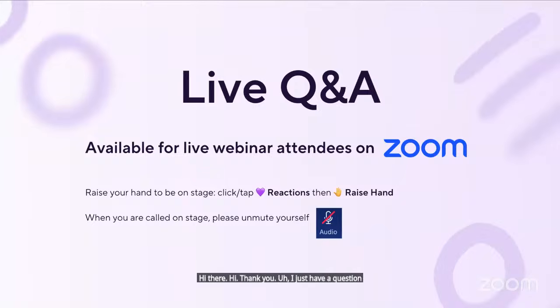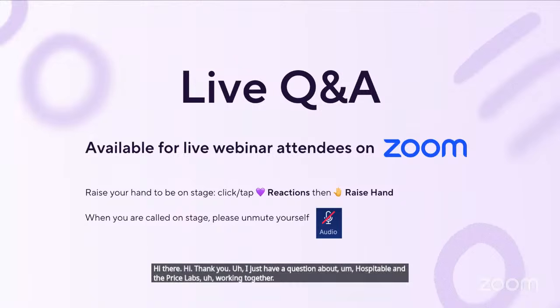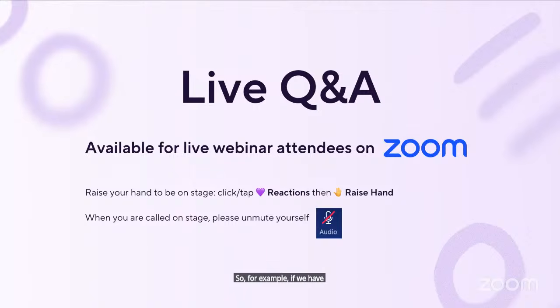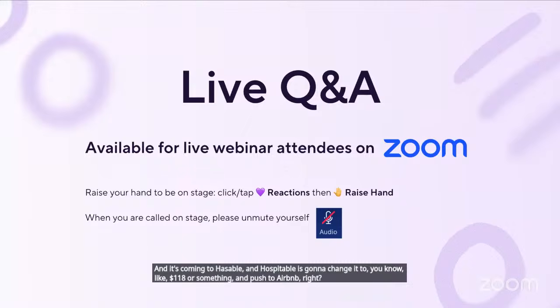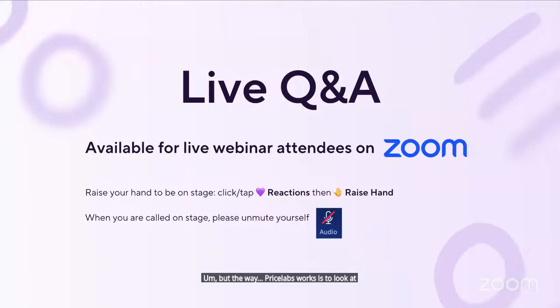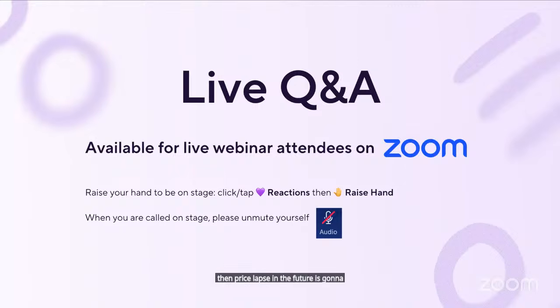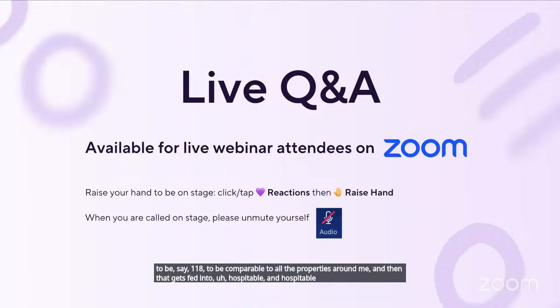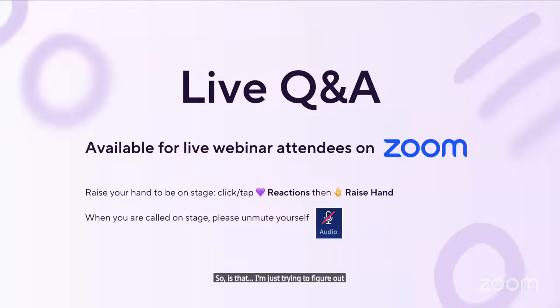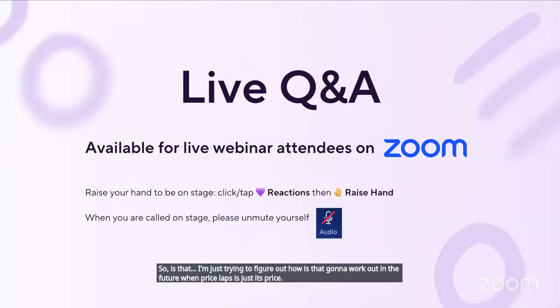I just have a question about Hospitable and Price Labs working together. For example, if we have $100 set on Price Labs and it's coming to Hospitable, and Hospitable is going to change it to, like, $118 or something and push to Airbnb, right? But the way Price Labs works is to look at all the listings around there on Airbnb and estimate the market price. If they're aiming for the average, then Price Labs in the future is going to price my listing to be, say, 118 to be comparable to all the properties around me. And then that gets fed into Hospitable, and Hospitable is going to add a markup on that again. So I'm just trying to figure out how it is going to work out in the future when Price Labs adjusts its price.